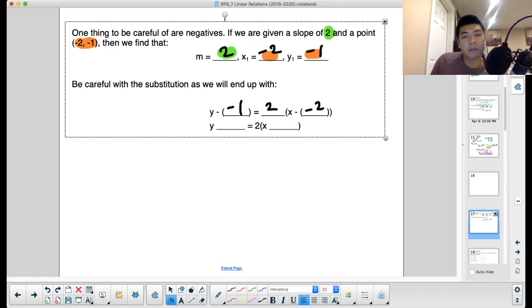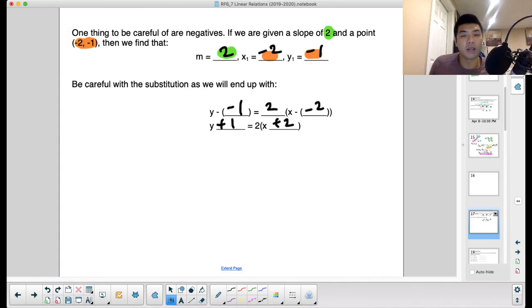We can simplify this a little bit. We don't want to go y minus a -1. Let's clean it up. When we subtract a negative, we end up adding. So we have y plus 1 is equal to 2 times x plus 2. And we'll come up with an equation that has a slope of 2, and it goes through the point (-2, -1). And that's represented by the linear equation y plus 1 is equal to 2 times x plus 2.